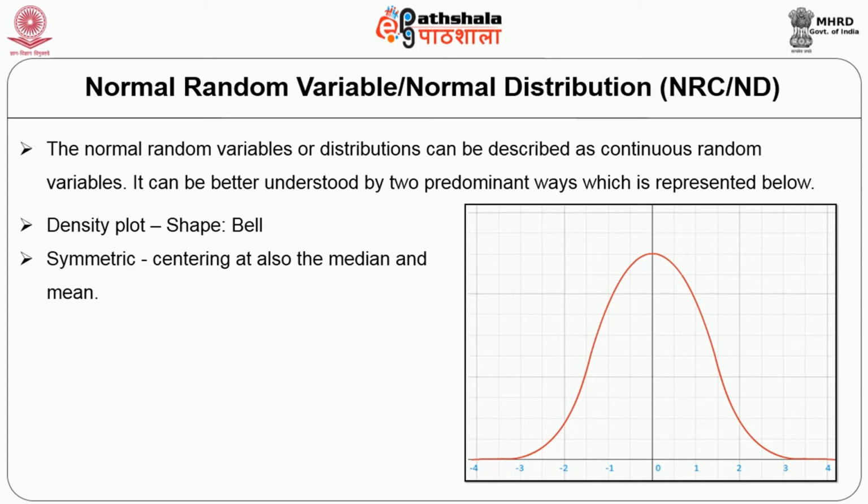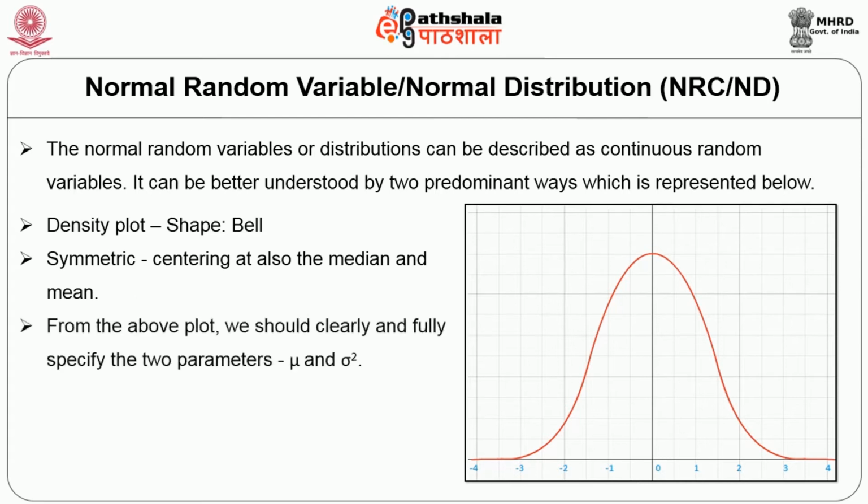It may be on the left side, which represents negative mean values, and on the right side, which is represented as a positive mean. From the above plot, we should clearly and fully specify the two parameters, that is the mean and the standard deviation. When we are plotting the diagram, it is very important to understand the two parameters, one is the mean and the other is the standard deviation.